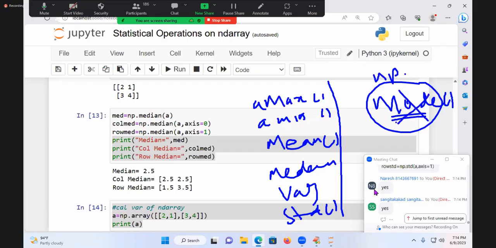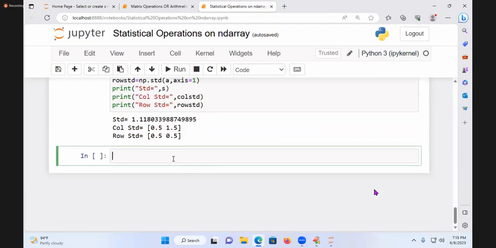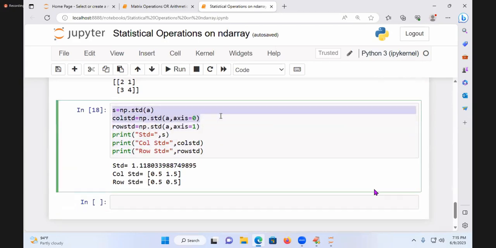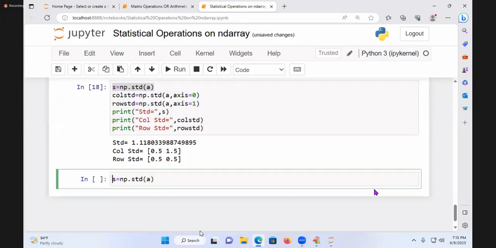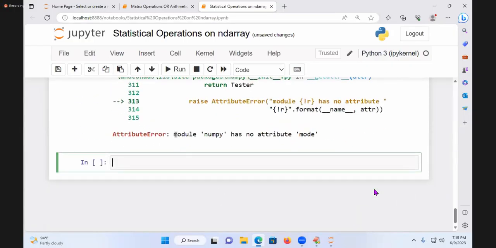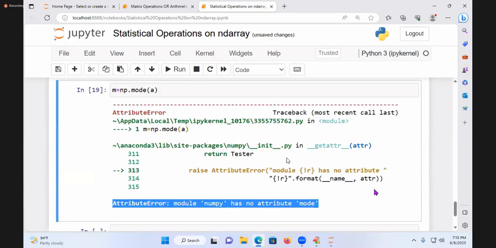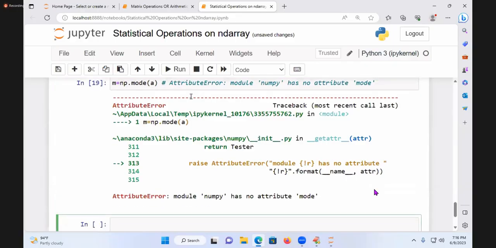Actually, mode is not that useful anyway. So where is mode available, sir? Suppose you try to call it, something like this, students, observe it. Here I am writing M is equal to np.mode of, and you will get an error. See the big error: the NumPy module does not contain a mode operation. Now, how to get this mode, sir?